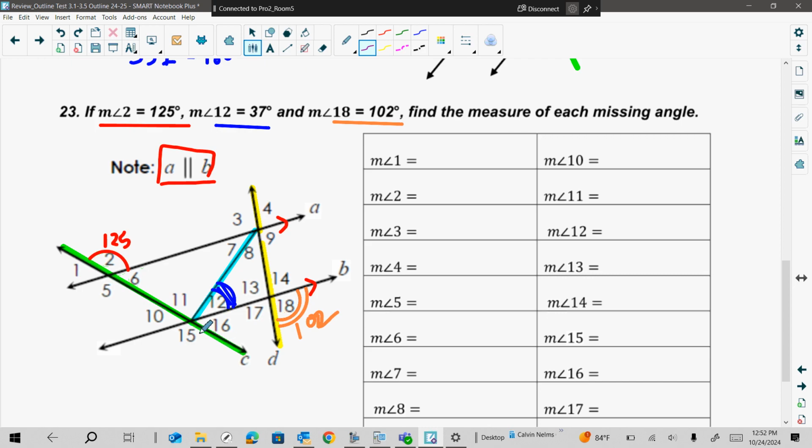So stay on this transversal. If I know angle 2 is 125, what other angles are going to be 125? Angle 5. And angle 15. I can't say angle 11 because 11 uses the green and the blue. So if I know this is 125, you can find the missing angle here by subtracting from 180. So that would give us 55. So I see that's 55. The pattern is going to stay.